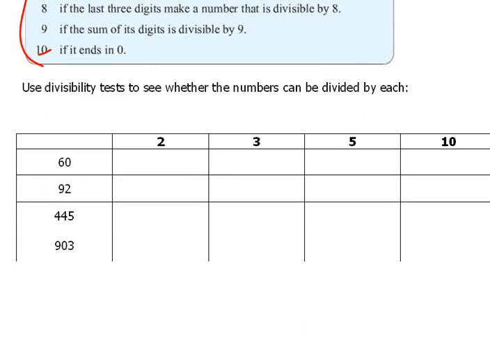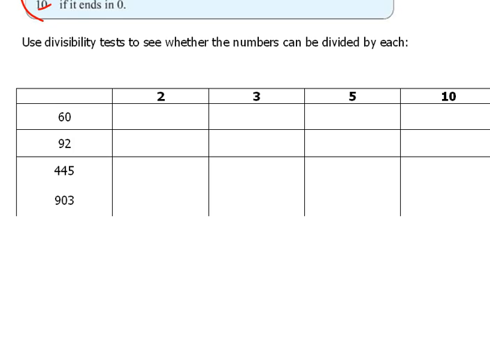All right, let's try some practice here. Here we have some numbers. We have the number 60 to begin with, and we're going to see whether it's divisible by 2, 3, 5, or 10. Divisible by 2? Yes, it is, because this is an even number. Is it divisible by 3? Yes, it is, because 6 plus 0 equals 6 if we add up those digits, and 6 is divisible by 3. It makes it a little bit simpler to deal with.